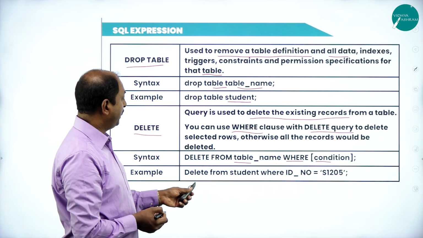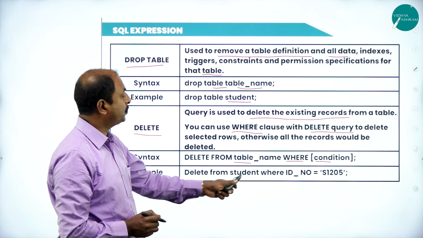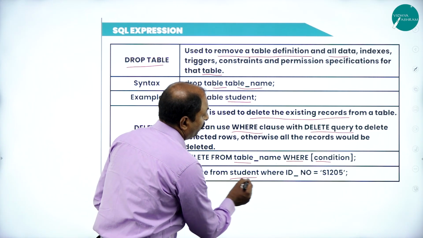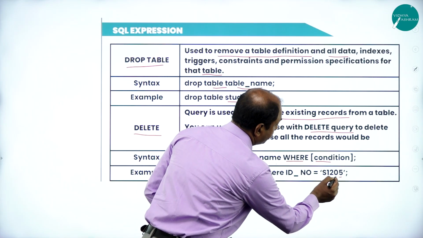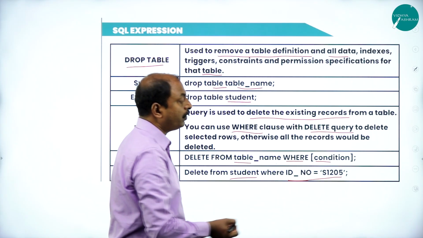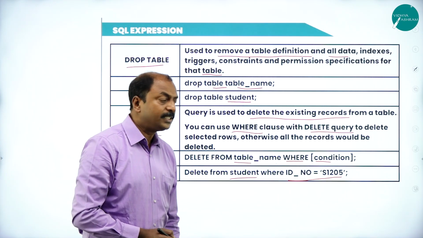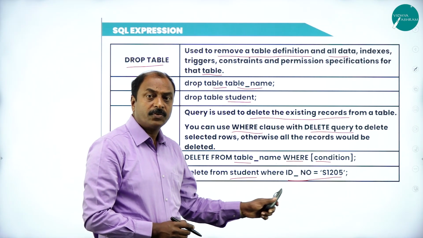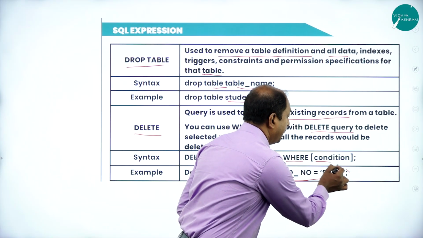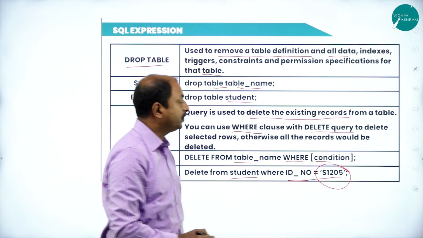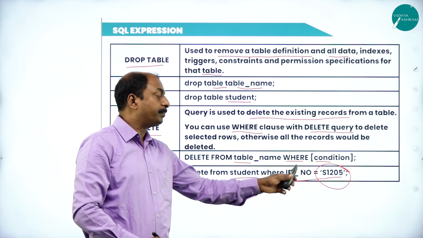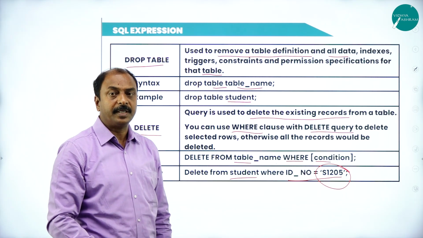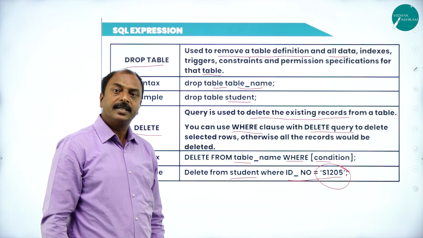Here is an example: delete from student, where student is the table name, where ID number equals S1205. What is the meaning of this? Here it is going to delete all the records where the ID is equal to S1205. It's going to delete that particular record from the table. So this is the delete command.